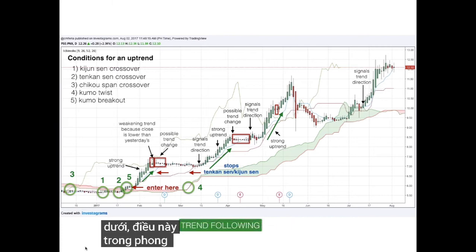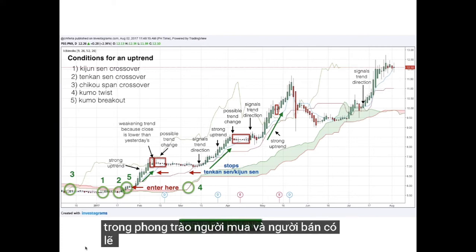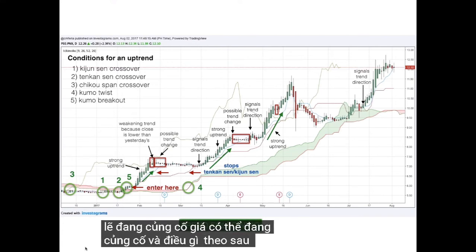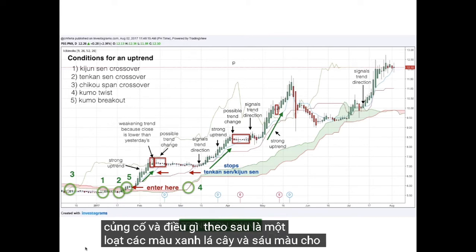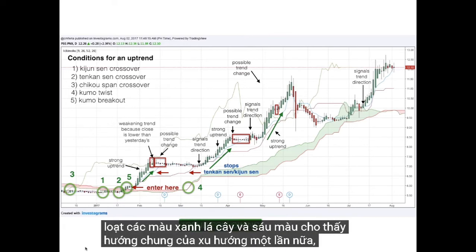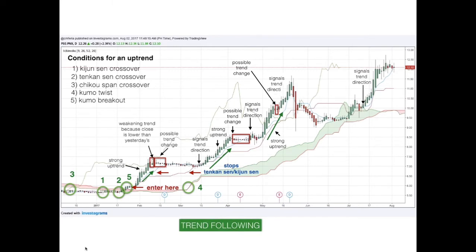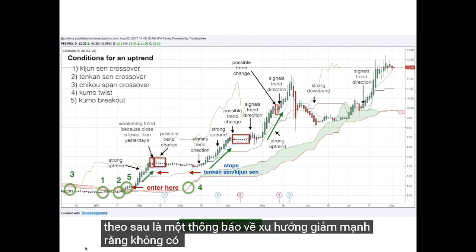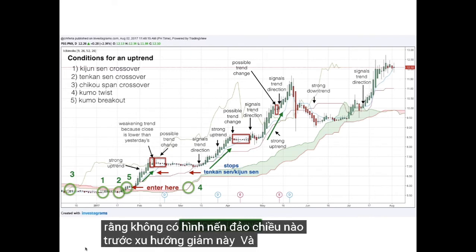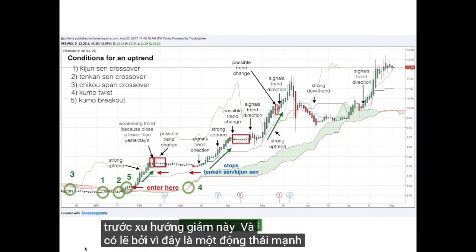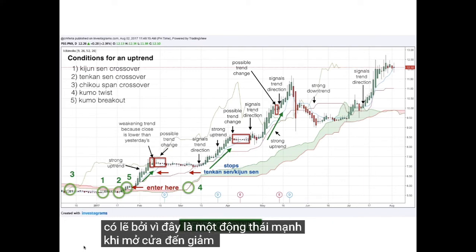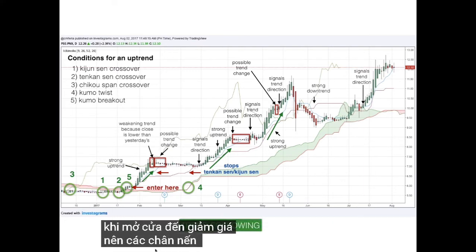This is a pause in the movement. Buyers and sellers are probably consolidating. Price is probably consolidating. And what followed was a series of green candlesticks which showed the general direction of the trend again. Now what followed was a strong downtrend. Notice that there was no reversal candlestick before this downtrend, perhaps because this was a strong move at the open to the downside.